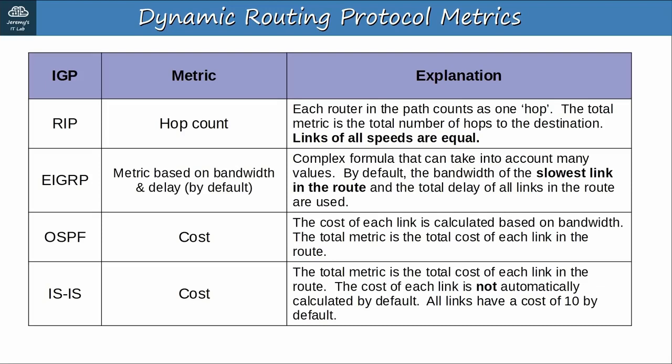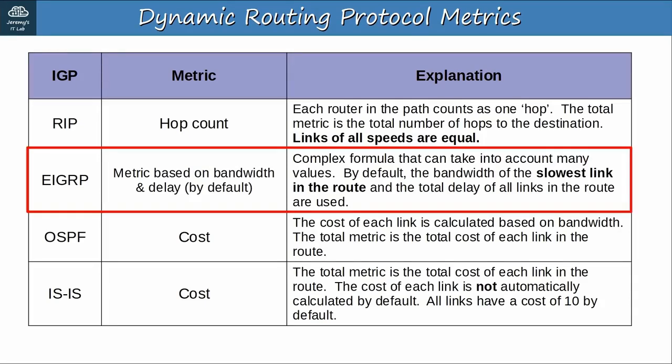I will go into each of these in more detail in later videos, but here is a summary to introduce you to each. RIP uses by far the simplest metric, hop count. Each router in the path to the destination counts as one hop, and the total metric is the total number of hops to reach the destination. One big downside is that links of all speeds are equal. They all count as one hop. A 10 megabit per second Ethernet link is one hop, and a 10 gigabit per second link is one hop. So this is a very primitive way of calculating metric, and is clearly not ideal.